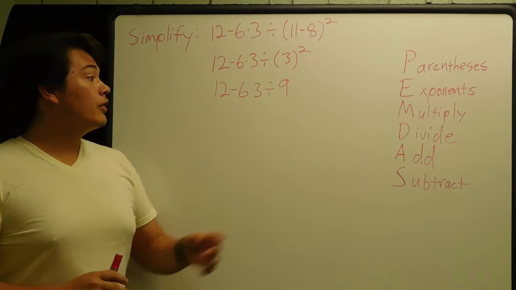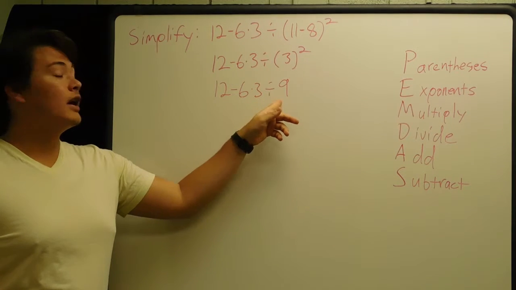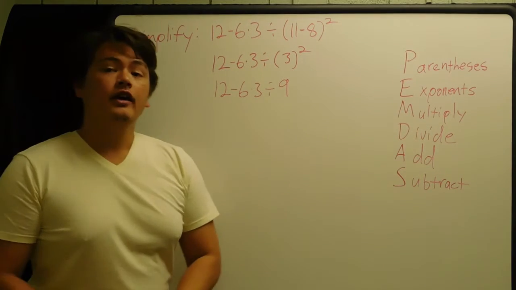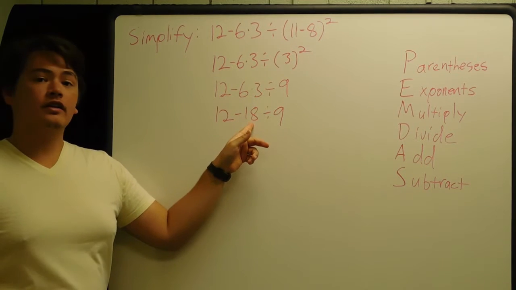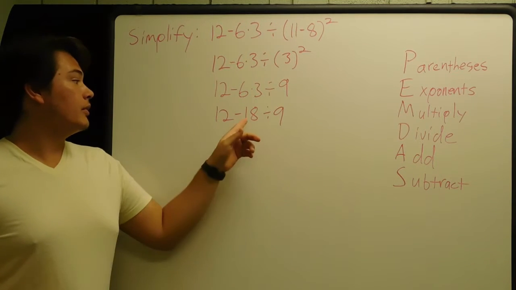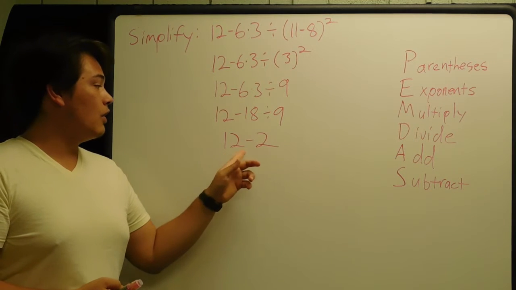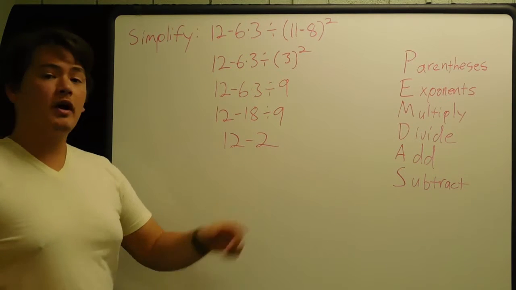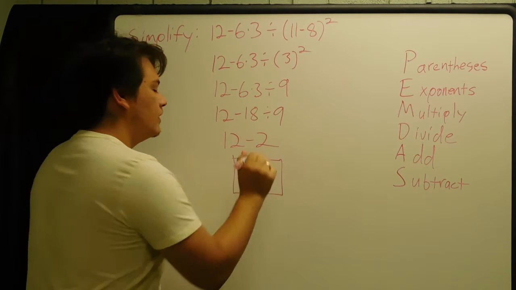From here, we're going to multiply and divide. So we have 6 times 3 divided by 9. Let's work from left to right. So 6 times 3 is going to give us 18. And next we're going to do 18 divided by 9 because that is the next step. So 18 divided by 9 is going to give us 2. Then all we have left is 12 minus 2, and that's at the very end of your order of operations. So 12 minus 2 is going to give us 10, and 10 is our final answer.